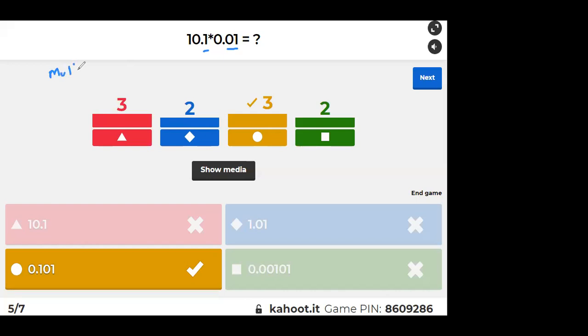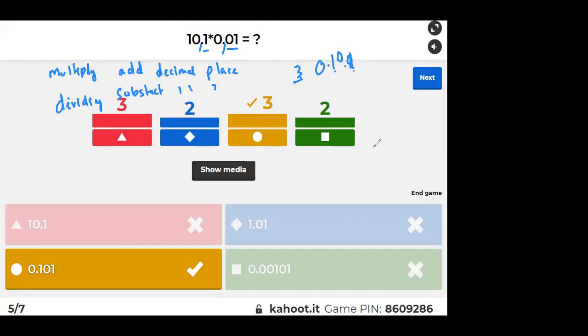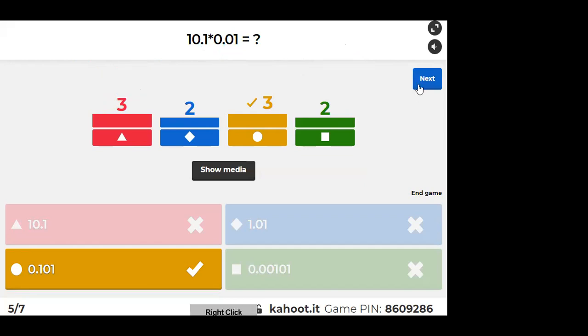If you're multiplying this, add the number of decimal places. If you're dividing, subtract the decimal places. Example here, 1 and 2. So the decimal places will be 3. Forget about the decimal, just multiply. 101 into 1 is 101. And then 3 decimal places: 1, 2, 3. That's the shortcut. Okay. Now let us see the next one.